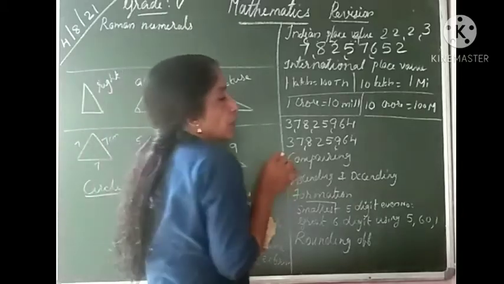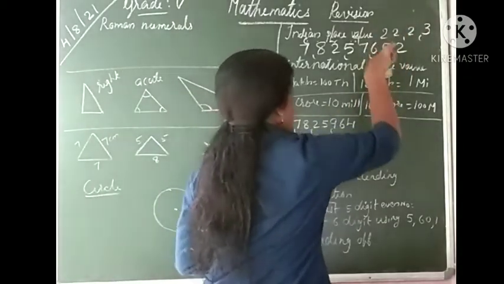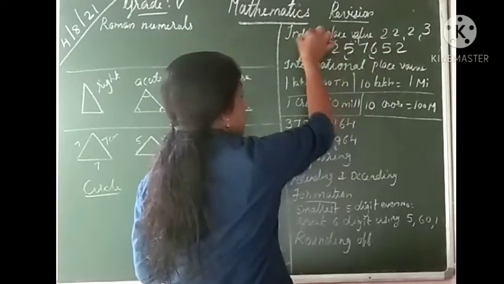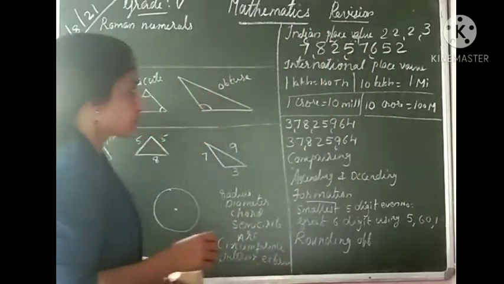Then each group has its own name. This is 1s, 10s and 100s together. This one is the group of 1000. This is the group of lakh. This is the group of crore.